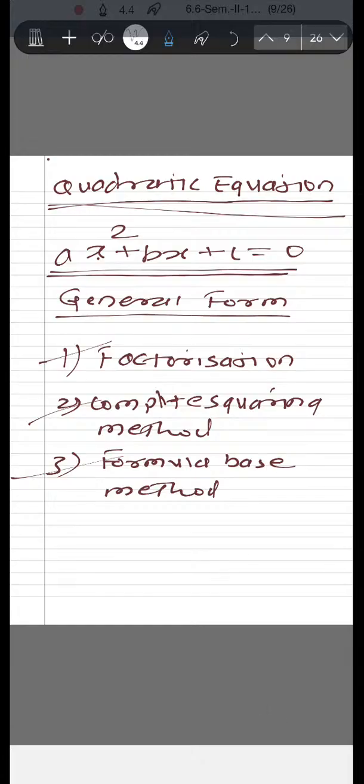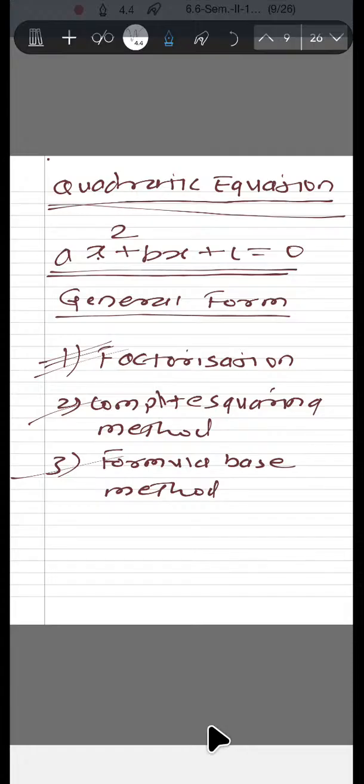See, in an exam if a question is asked on that, then it's fully your freedom. You can use any one method out of these three to find the solutions of a quadratic equation. Okay, so without wasting time, I am going to start with the first method, that is the factorization method.